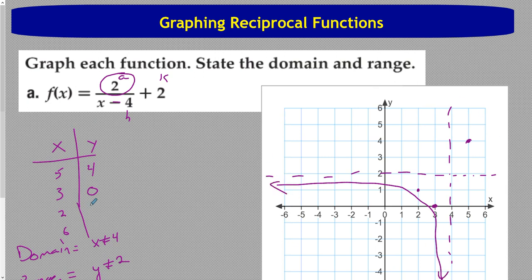At 6, 6 minus 4 is 2. 2 over 2 is 1. 1 plus 2 is 3. We're going to be right here. So then this one's coming something like that. Again, my curves are terrible because I'm drawing on this tablet. I would imagine you'll be able to do slightly better.